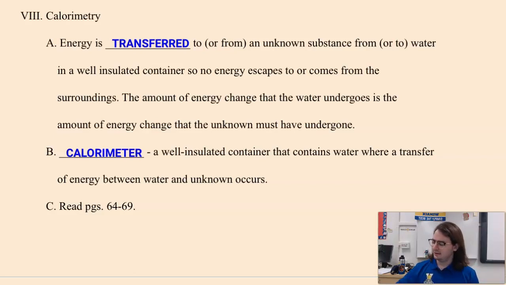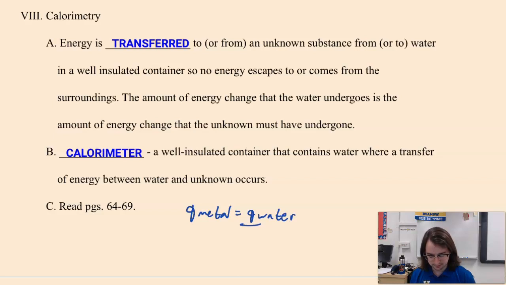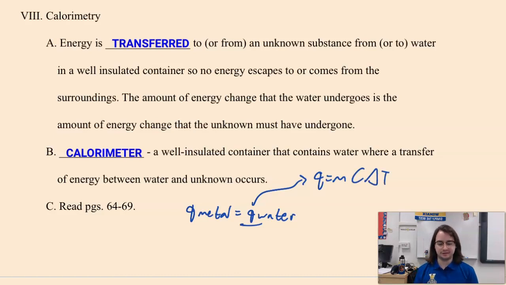There's a description of this in your book on pages 64 through 69, but just recall that the way we're going to handle calorimetry problems is by mostly relying on the formula Q of the metal equals Q of the water. And remember that Q can be defined as Q equals mc delta T, where m is the mass, c is the specific heat, and delta T is the change in temperature. So the amount of energy transferred from the metal is the amount of energy either absorbed or released by the water. It just depends on if it's an endothermic or an exothermic process.